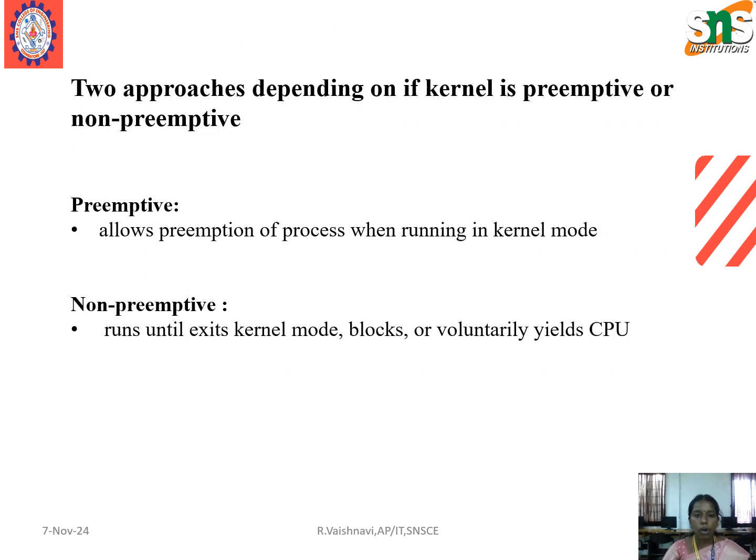Here we have two approaches depending on whether the kernel is preemptive or non-preemptive. Preemptive allows preemption of a process when running in kernel mode. Next one is non-preemptive, which runs until it exits kernel mode, blocks, or voluntarily yields the CPU.